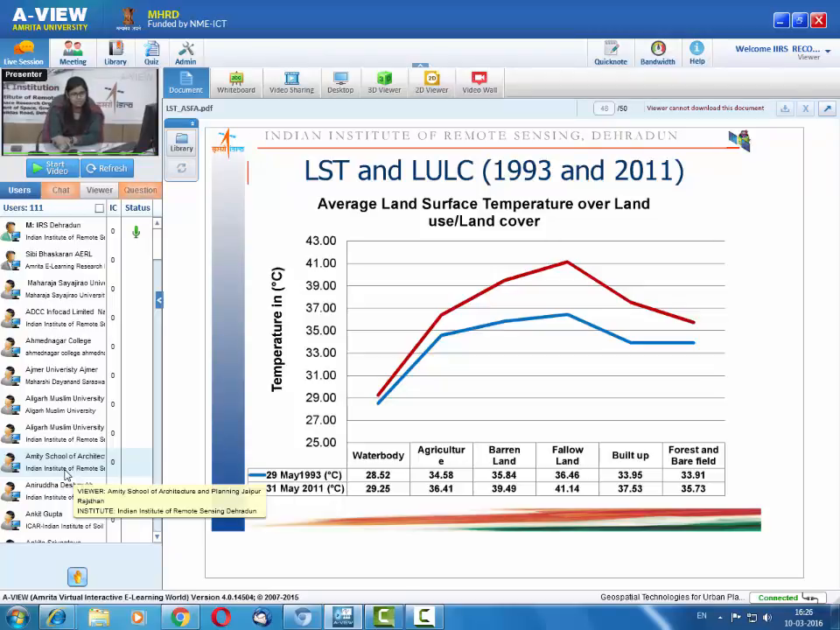Now, you can clearly see that the difference of temperature within the urban, that is the built up, is very high, and in the fallow and in the barren also it is very high. So the change is very high. So that means that the hotter areas are becoming even hotter with the years and more built up. So the average temperature was lesser in 1993, but the average temperature has risen in 2011. Now this, my dear, can be considered to be an indication towards what? Some change in the climatic pattern.